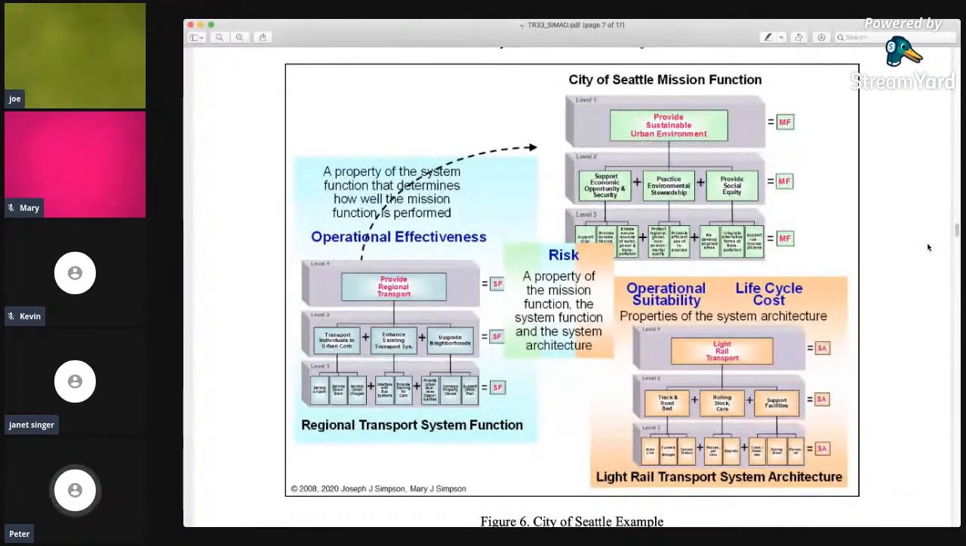Is that my understanding? Sorry to be late, but oh yeah, no. So the impetus of this specific City of Seattle example was, well, okay. Wait a minute. Let me back up a little bit further.